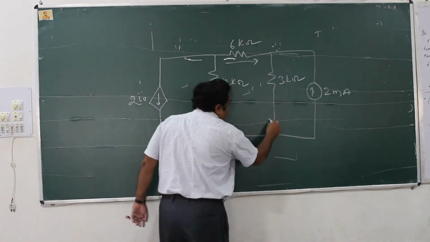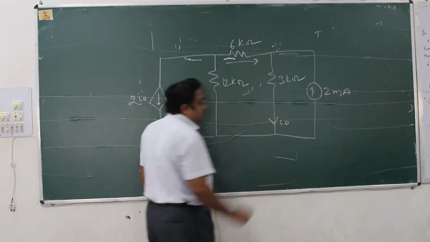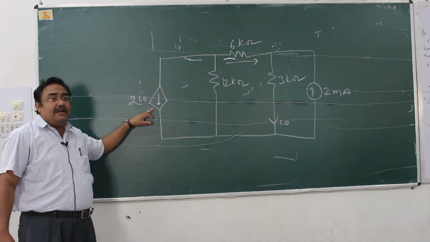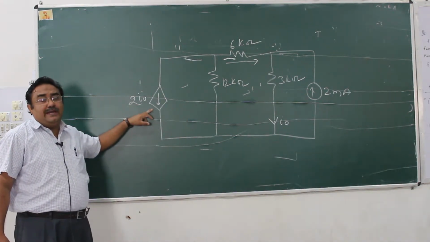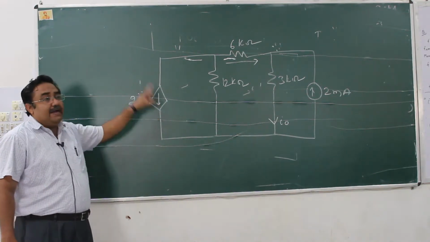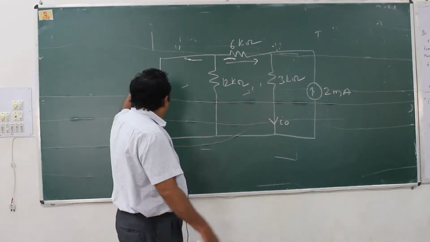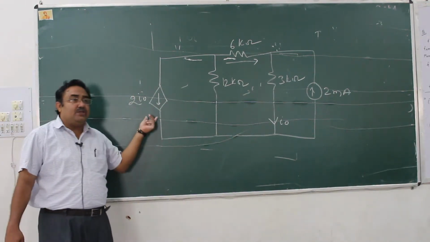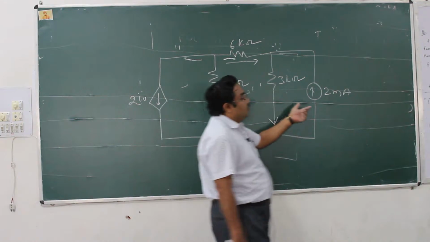So are you seeing any dependent quantity here? Are you seeing any dependent source? Yes, the diamond shape is the dependent current source. How will you name it? Complete name of this source? Current dependent current source. Is it clear? The arrow is indicating that current is flowing downward. Is it clear? So one dependent source is there and one independent source is also there.